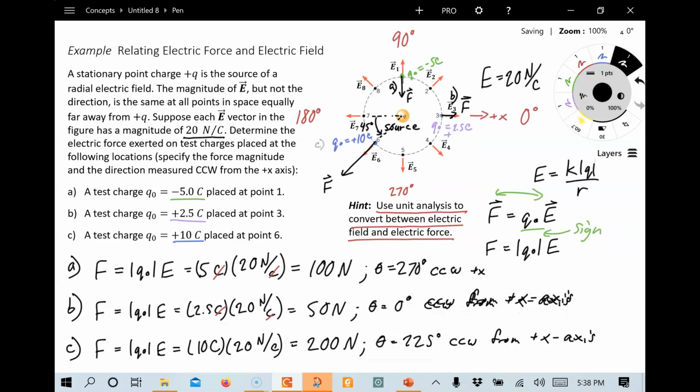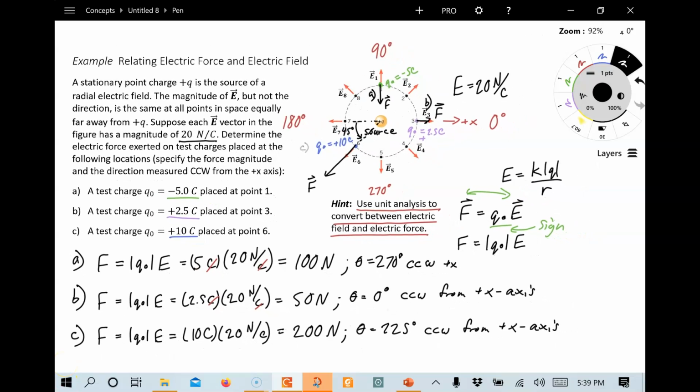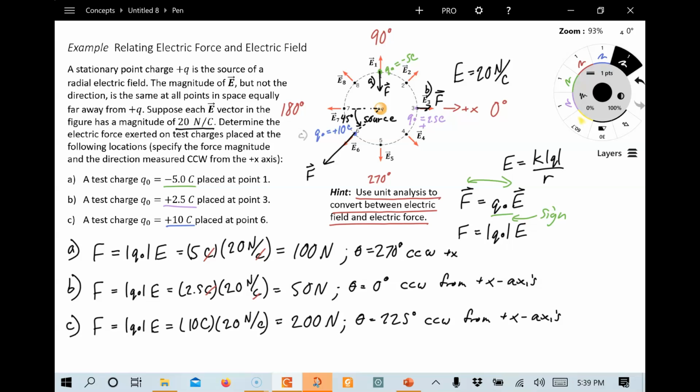And so those are all the answers that we have for this particular problem. Again, look at how pretty straightforward it is, if you know the electric field, to calculate the force on a charge placed at that particular location in space.